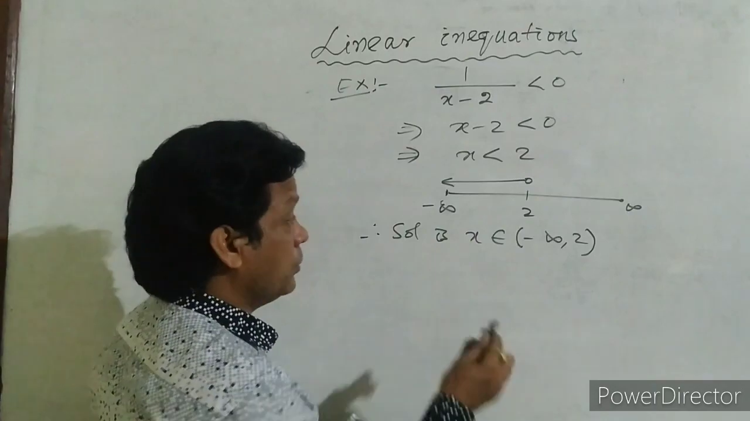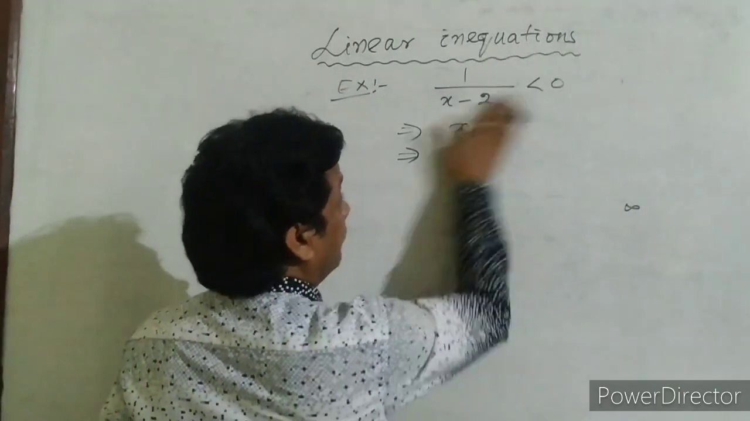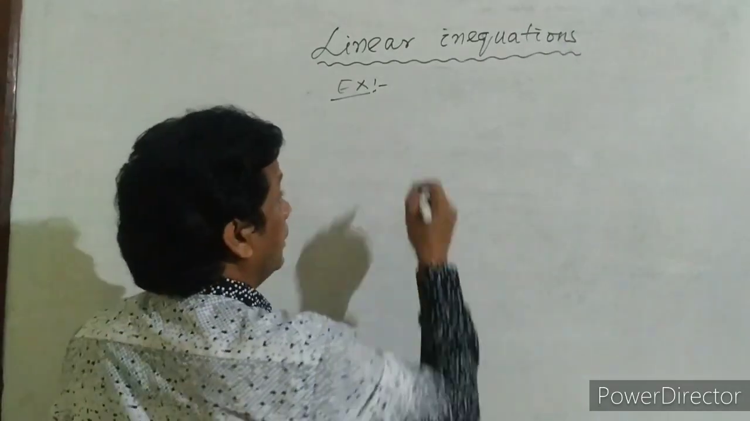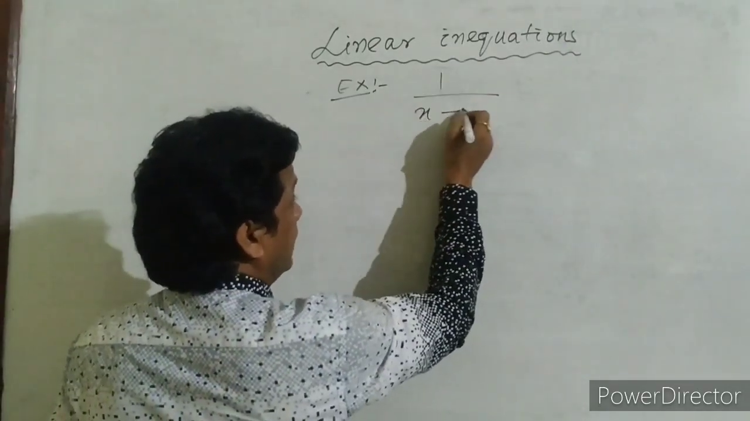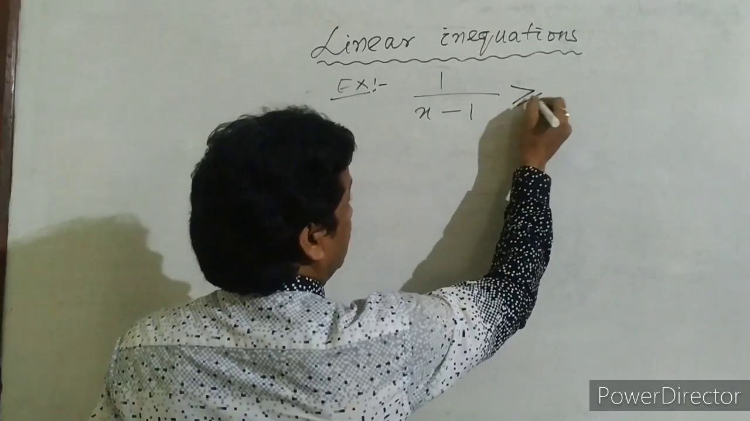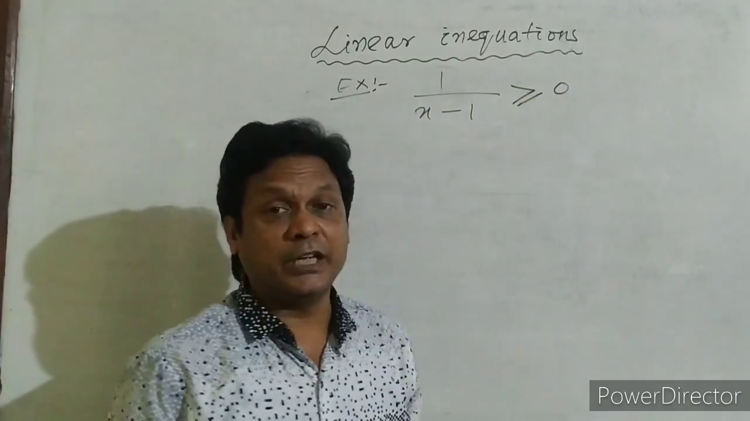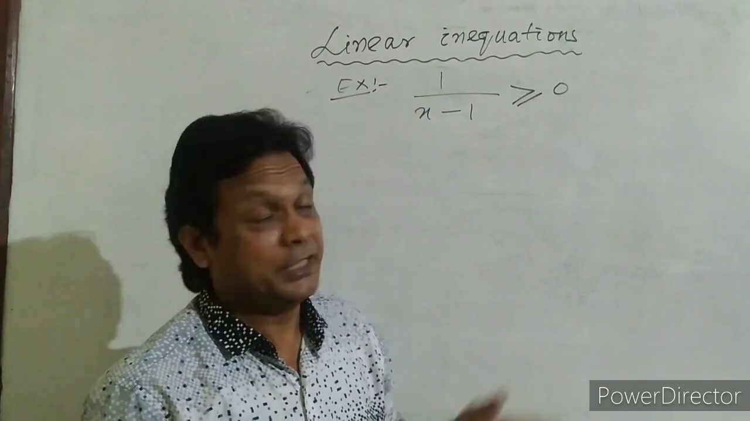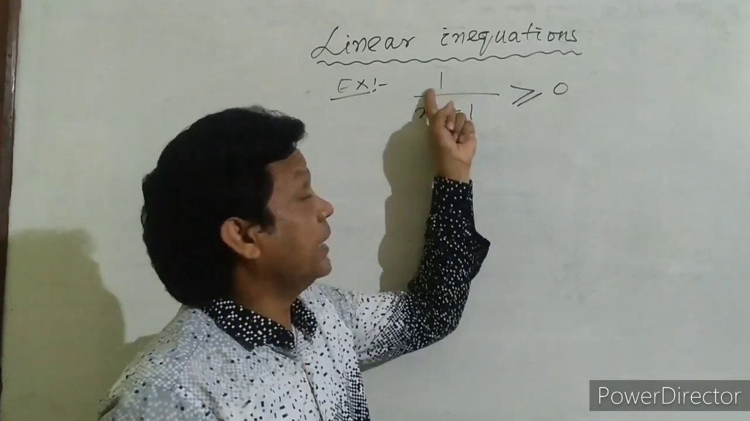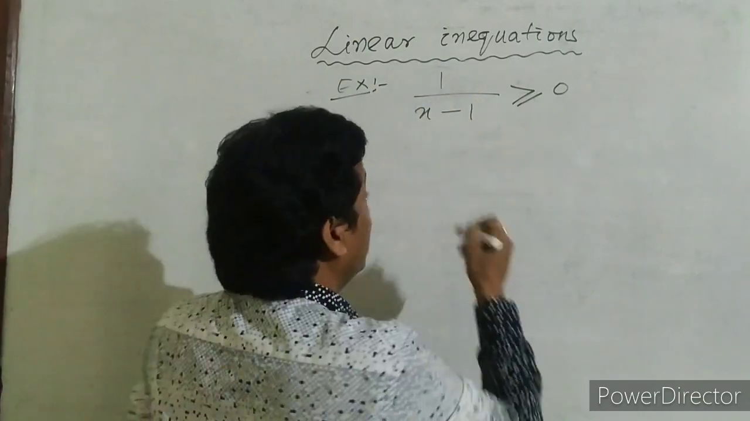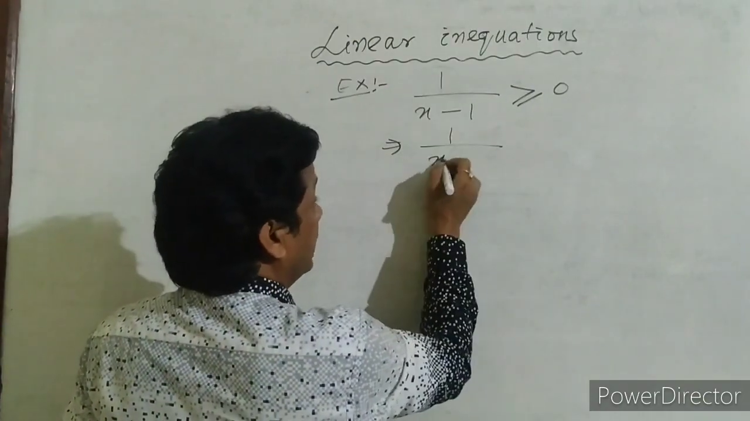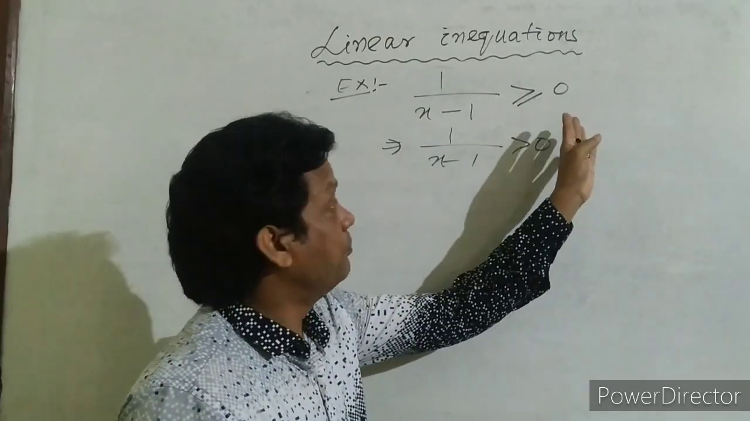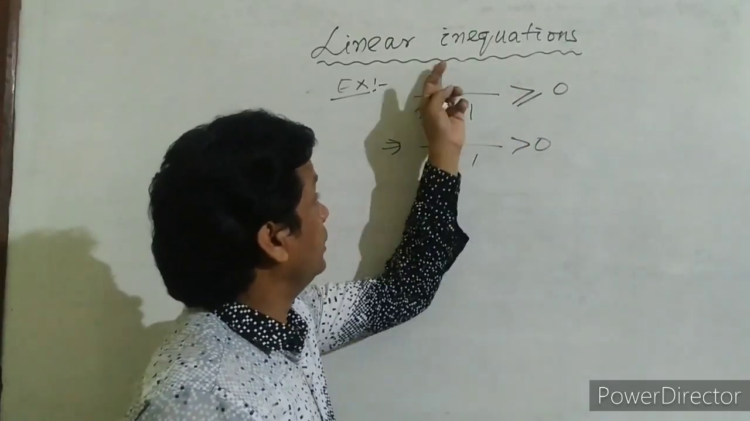Okay. Another question. 1/(x - 1) is greater than or equal to 0. And already I have told you P by Q will be 0 if P is 0. Here P is 1, which cannot be 0. So in this case you should write 1/(x - 1) is greater than 0. Automatically equal sign will be omitted, because this quantity cannot be 0 because the numerator is 1.